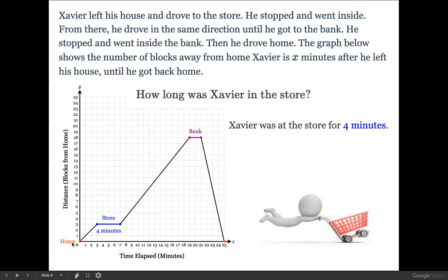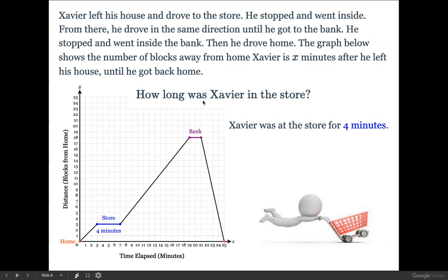So here we are at home, driving to the store. He was in the store for a quick shopping trip, just 4 minutes, and then he left and went to the bank. There again, he was in the bank just for a couple of minutes, and then he drove back home. Because looking at our y-axis, it is the distance from home, that's why we're back here at 0. So we drove to the store, kept driving, and got to the bank, but then we returned back home.